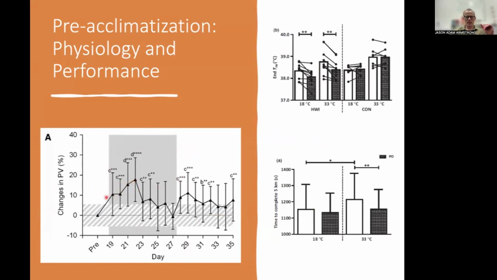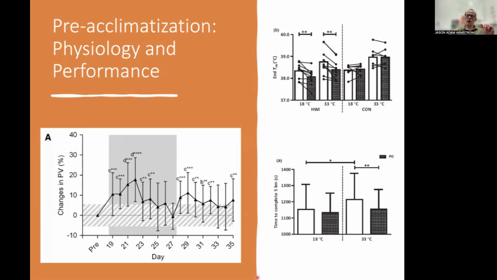You can see, right, pretty big confidence intervals here. So maybe my average is more around 10%. But in any case, it appears that sauna exposure does increase blood plasma volume. Okay, and that may be one reason why we see improved cardiovascular health with sauna exposure as well.